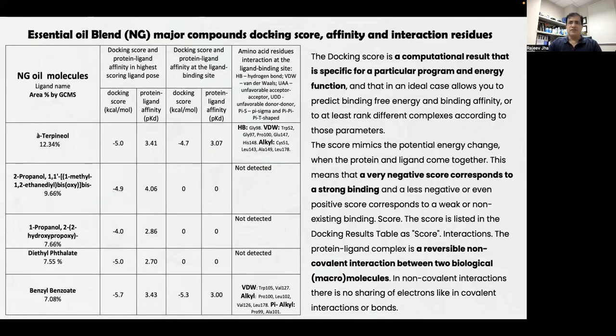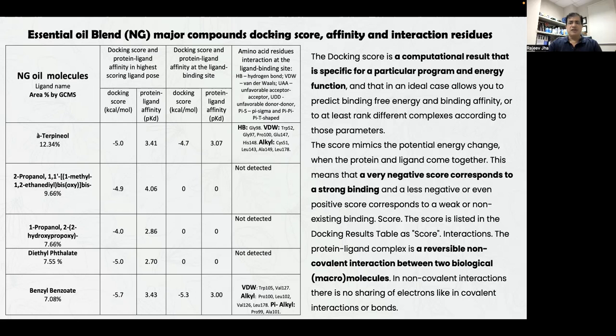The docking score is a computational result that is specific for a particular program and energy function, and that in an ideal case allows you to predict binding free energy and binding affinity, or to at least rank different complexes according to those parameters. The score mimics the potential energy change when the protein and ligand come together. This means that a very negative score corresponds to a strong binding, and a less negative or even positive score corresponds to a weak or non-existing binding. The score is listed in the docking results table as score interactions.